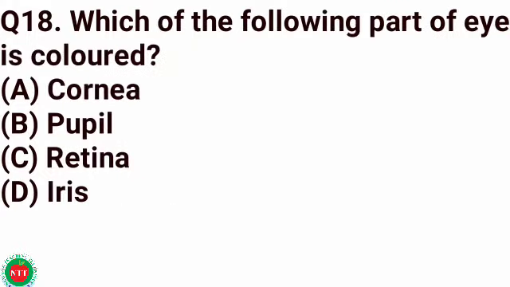Question number 18: Which of the following parts of the eye is colored? A, cornea; B, pupil; C, retina; D, iris. And the right answer for this question is cornea.